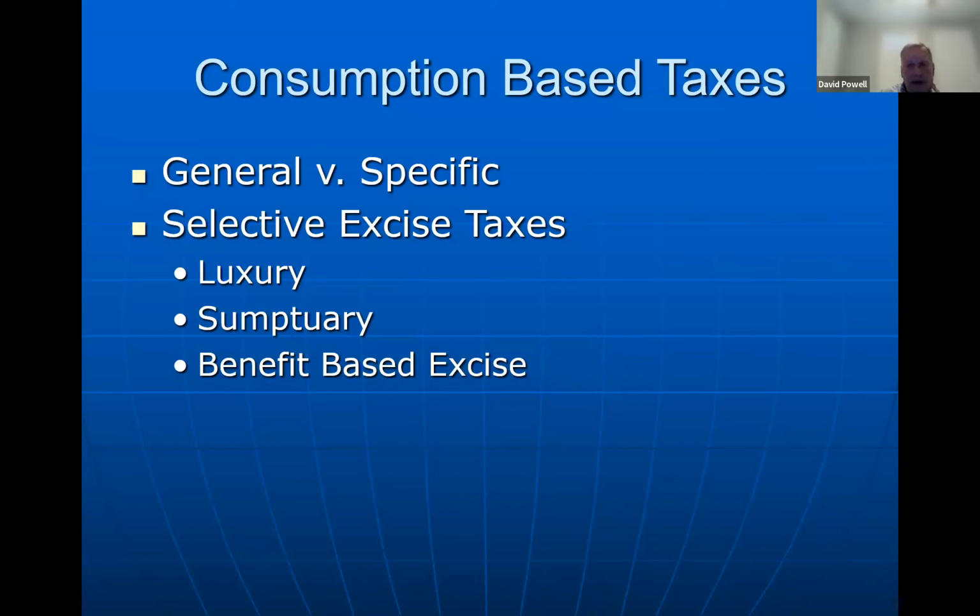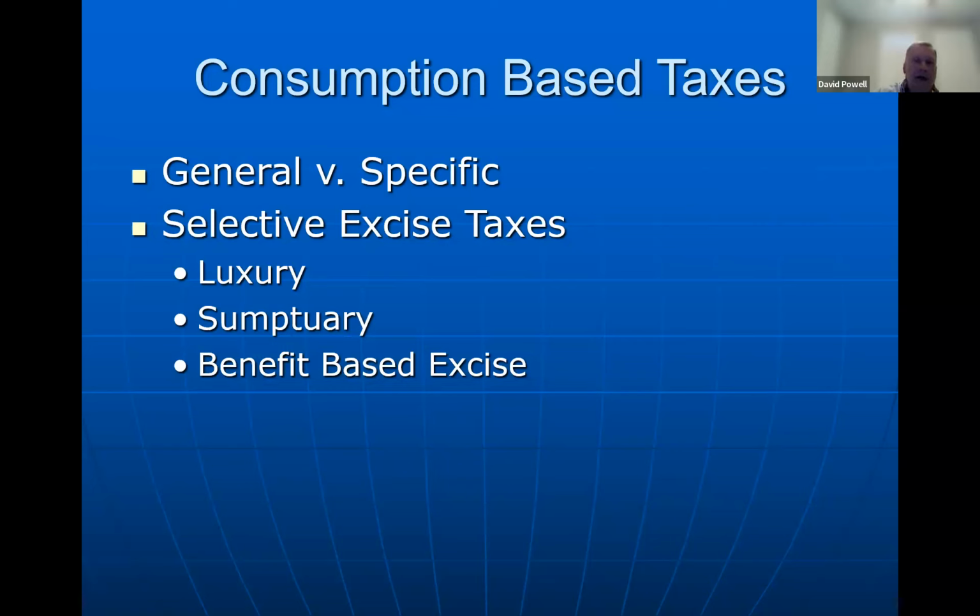Examples of selective excise taxes, these specific taxes, are things such as a luxury tax, a sumptuary tax, and a benefit-based excise tax. A luxury tax, an example of that could be a tax on yachts. And so you're going to apply this tax to luxury items that are being transacted. The idea being that if you're going to have a yacht tax, then the burden will be shifted onto upper income individuals, people who have the financial wherewithal to go out there and purchase these yachts. In theory, that's a good idea.